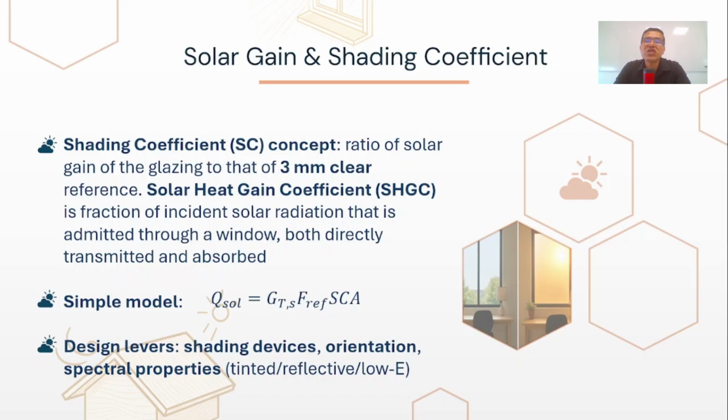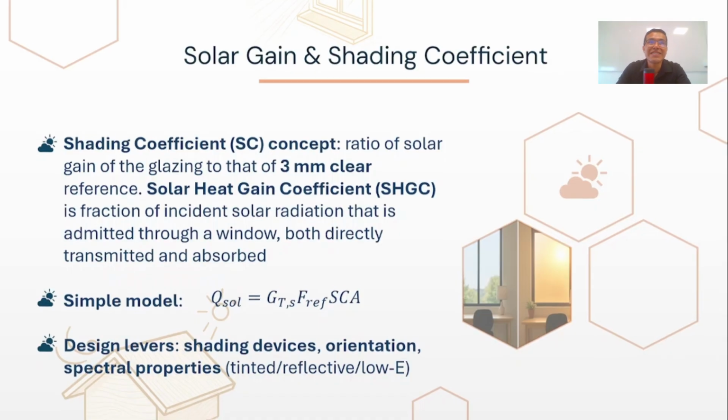You can also make smart choices about the building's orientation to minimize sun exposure on the hottest facades. And of course, you can select glazing with different spectral properties, things like tints, reflective films, and special low-E coatings. These help lower the SC without always blocking natural daylight. It's all about balancing the solar heat gain against your needs for lighting and comfort.